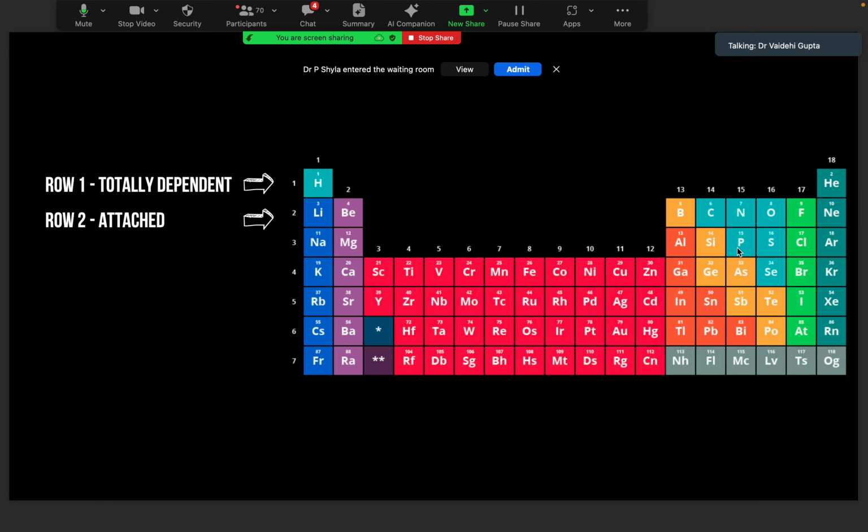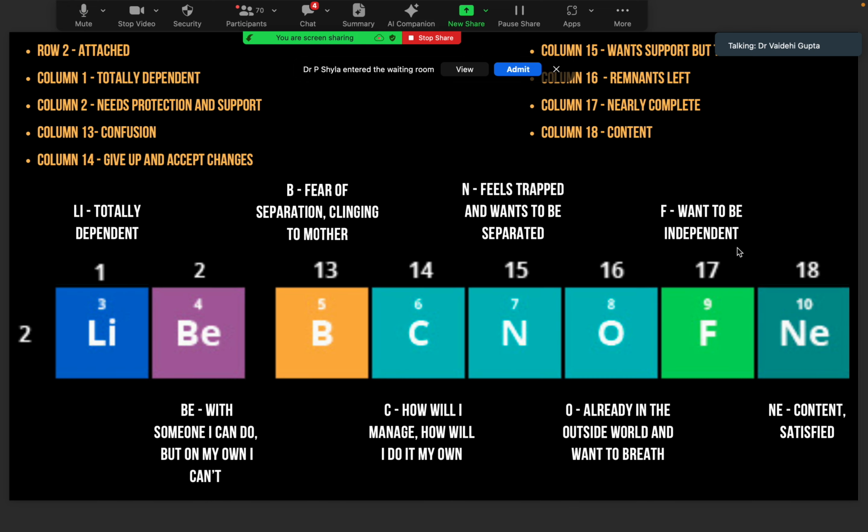Row 1 is totally dependent, row 2 is attached. Row 2: lithium, beryllium, boron, carbon, nitrogen, oxygen, fluorine, neon. Lithium is totally dependent. Since the row is about attachment, the entire row has that feeling of attachment, but at different columns the symptom will change. Lithium, they are totally dependent on the mother-like structure. He is totally dependent, attached to his mother.